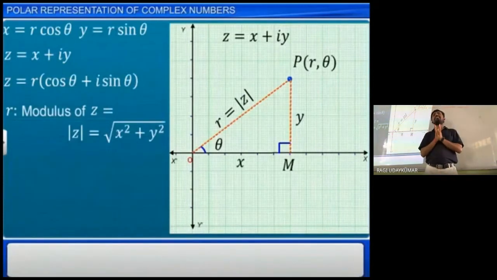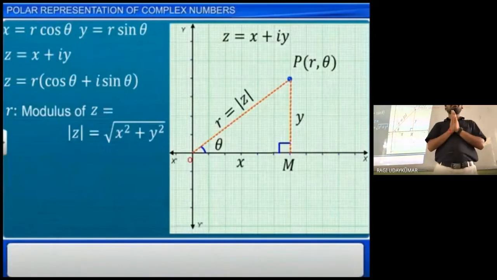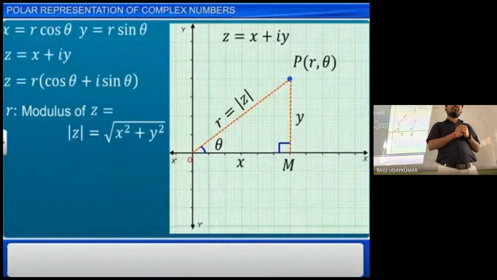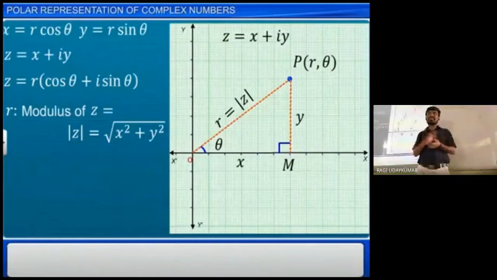Any complex number z equals x plus iy is given to you. Take r cos theta in place of x, and r sin theta in place of y. How do we find r? Under root of x square plus y square, because r is the distance. Then how do we find theta? We need to find theta.